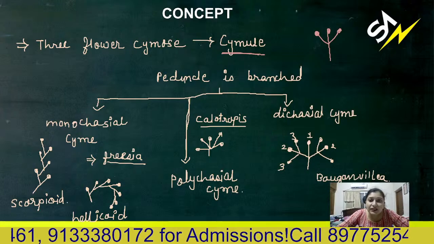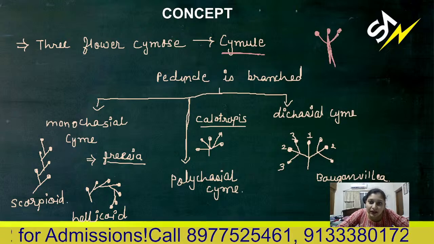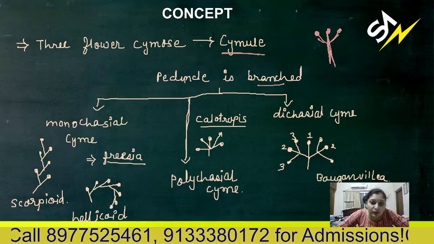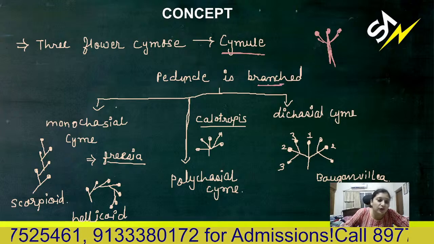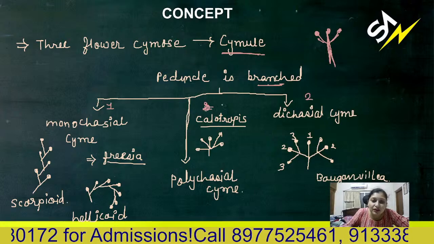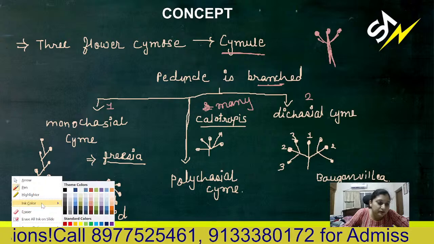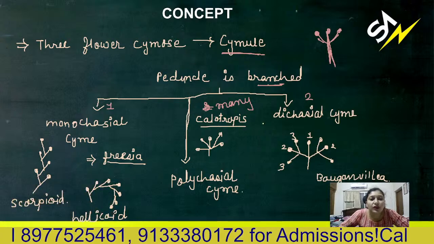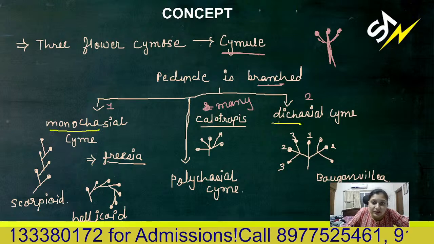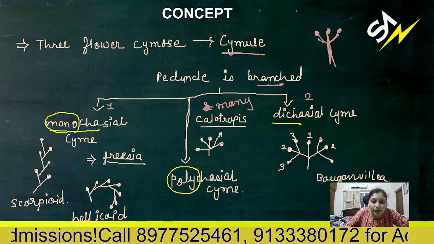Now, if the peduncle is branched, now see, like here the peduncle is not branched, these are pedicellated flowers only. But if the peduncle is branched, then depending on the branching, if only one branch is there, two branches are there, or many branches are there, according to them, there are three types of cymose inflorescence: monocasium, dicasium, and polycasium. Mono, di, and poly.